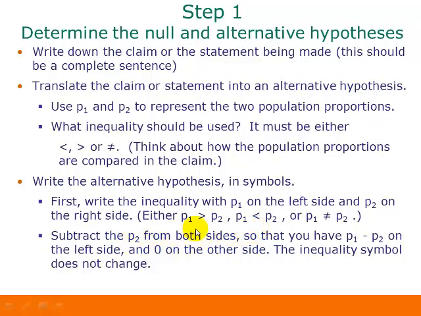Now once we have our alternative hypothesis written this way, for several things including StatCrunch, if you're going to use that, you need to have it written so that p sub 1 and p sub 2 are on the same side of the inequality with a 0 on the other side. So once we get it in this form, then we're just going to subtract the p sub 2 from both sides so that we have p sub 1 minus p sub 2 on the left side and 0 on the other side. That's not going to change our inequality.